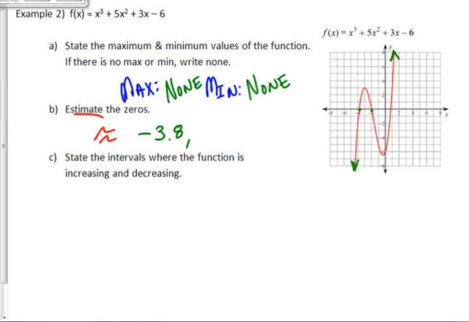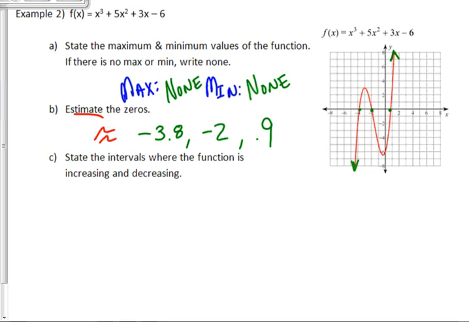And then again, it intersects at that point. So that looks like negative 2. It looked like I was right on negative 2. And last, my 0 is slightly below 1. So I'm going to say it is 0.9. Remember, estimating the zeros are where it crosses the x-axis.